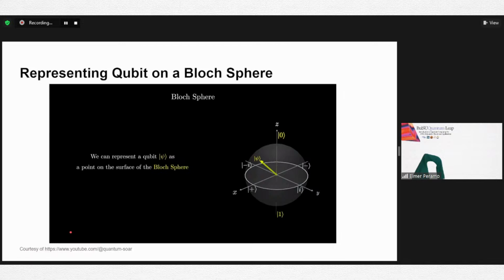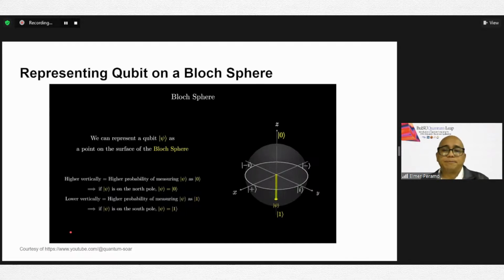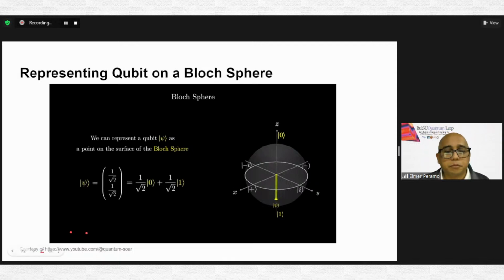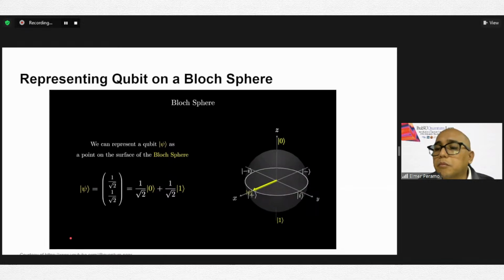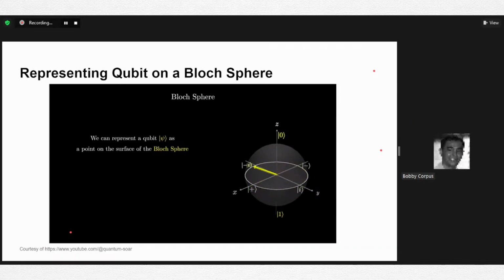The closer up the qubit is to the 0 state, the higher the probability of measuring the 0, and the same goes for the 1 state. That means that if we have the state 1 on root 2, 1 on root 2, it will lie halfway between the north and south poles, with an even chance of being measured as 0 or 1. You may notice that since it is a sphere, the qubit can spin around the sphere. We will talk about this in later lessons.